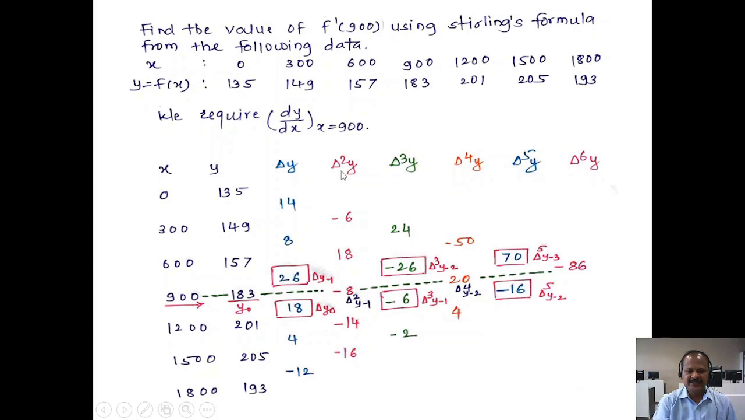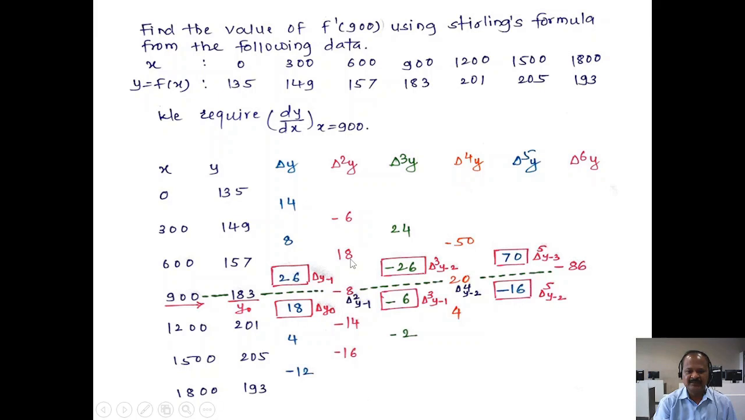Then the second difference, delta square y. The procedure is again the same. 8 minus 14 is minus 6. 26 minus 8 is 18. 18 minus 26 is minus 8. 4 minus 18 is minus 14. Minus 12 minus 4 is minus 16. Then the third difference, delta cube y. 18 minus minus 6 is 24.